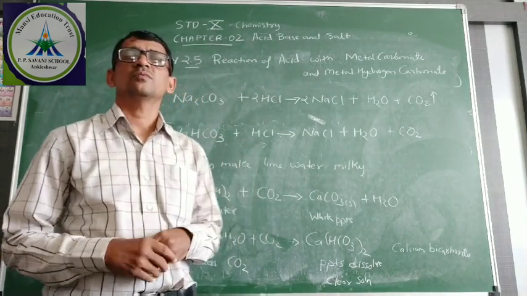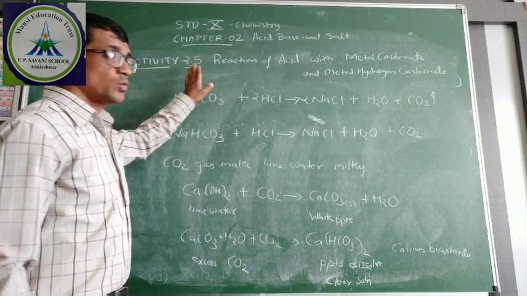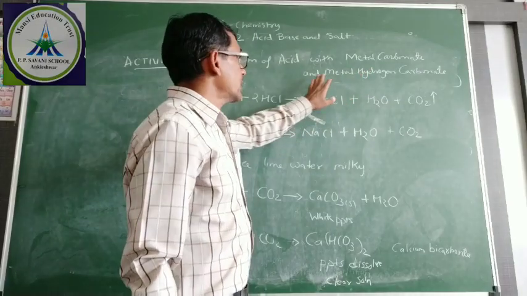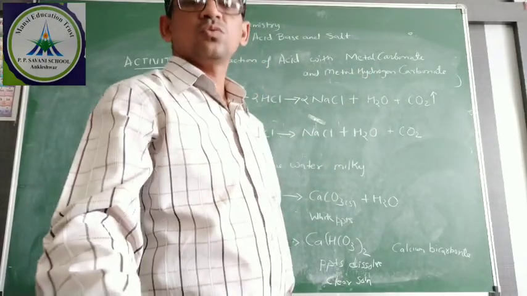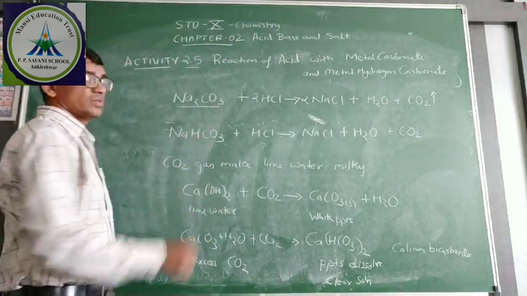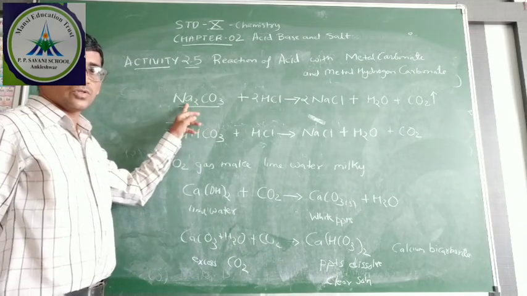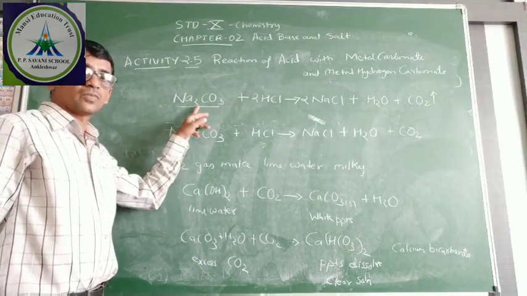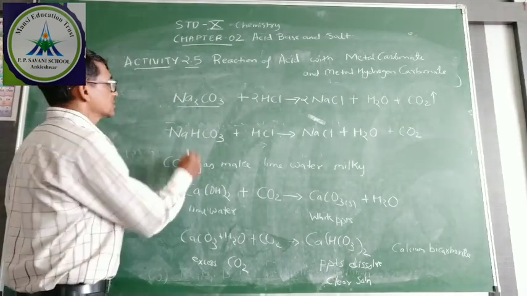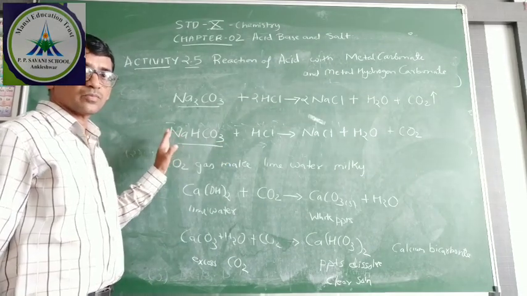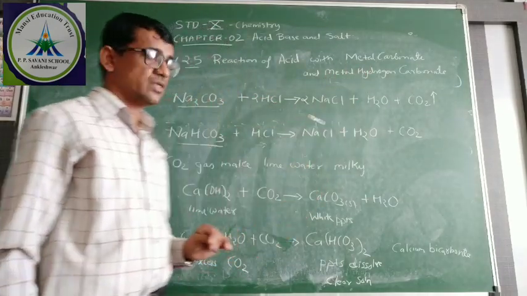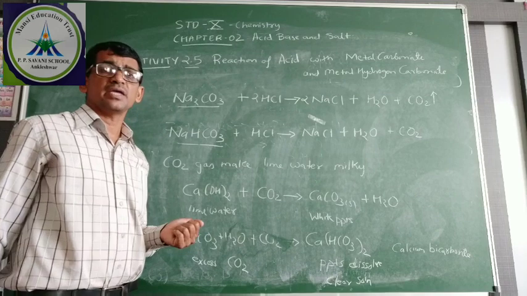Okay students, we perform the second activity, that is activity 2.5, the reaction of acid with metal carbonate and metal hydrogen carbonate. So what is the difference? Metal carbonate means, first example is Na2CO3, magnesium carbonate, calcium carbonate. These are the metal carbonates. And if it is NaHCO3, sodium hydrogen carbonate, then it is known as metal hydrogen carbonate. Therefore, it is also known as bicarbonate.